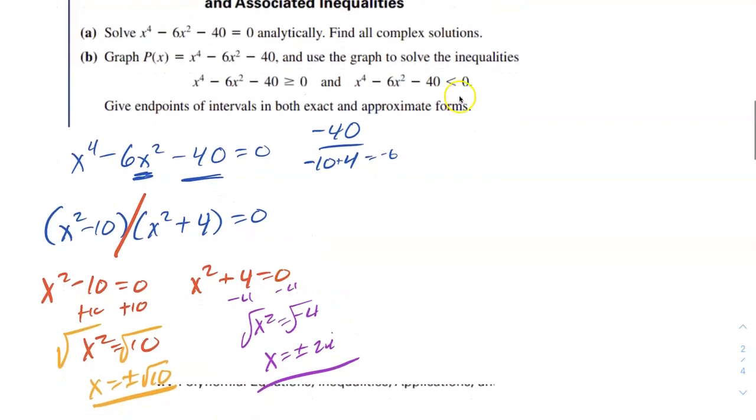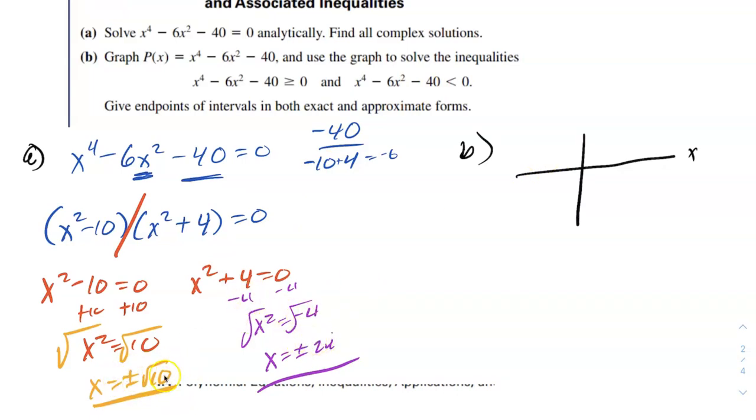Next question. Graph P and use the graph to solve the inequalities, this and that. Okay, so let's talk about how to graph this, because there are some imaginary numbers and we'll talk about how that affects it. So here's the thing. When you graph this, it's a real number line, so we do not include the imaginary numbers. They're just not part of our graph.